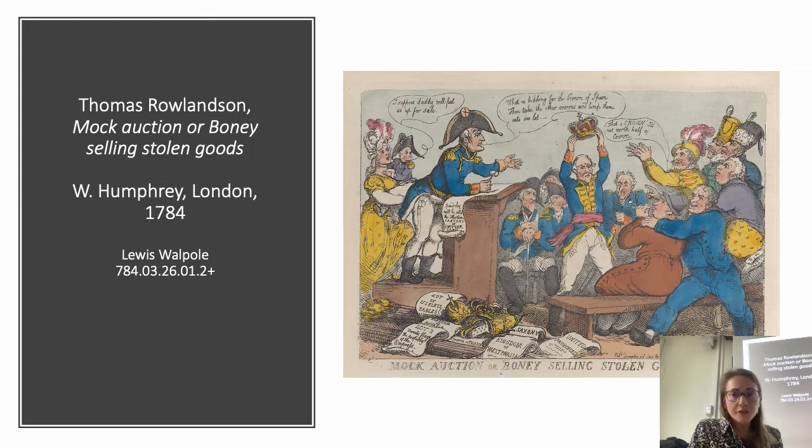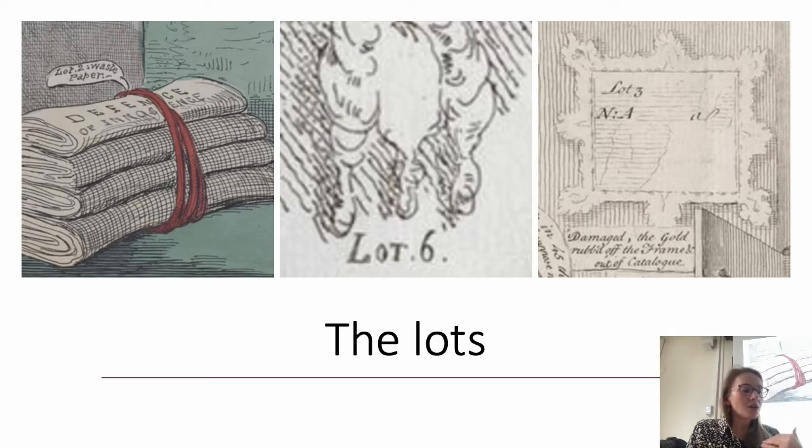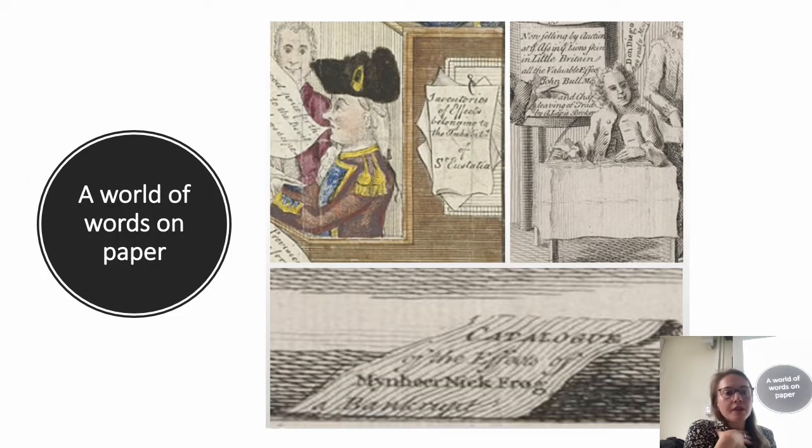The other thing, of course, is also the lots, and all manner of things can be transformed into auction lots. For example, the trial papers of Queen Caroline, the Office of Justice, symbolized by a barrister's wig, or the naval procession, represented by framed maps that have become lots in an auction. The auction is very easy to transform into a world of words on paper.